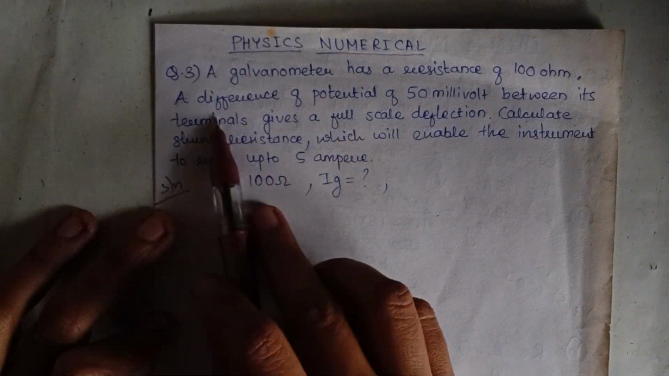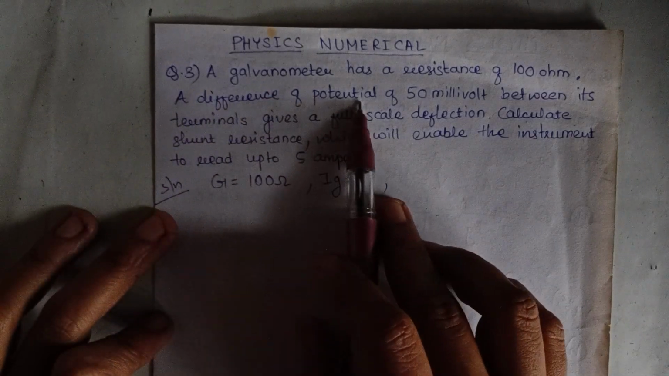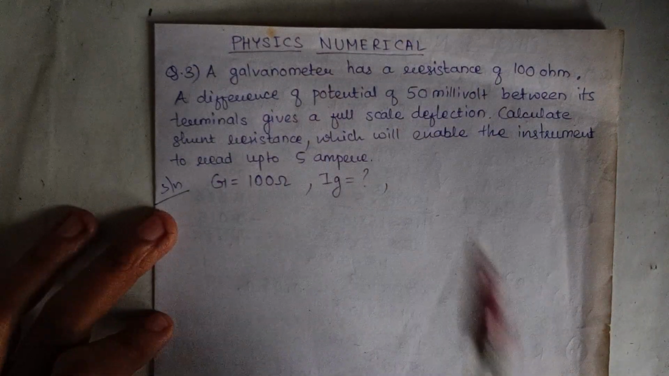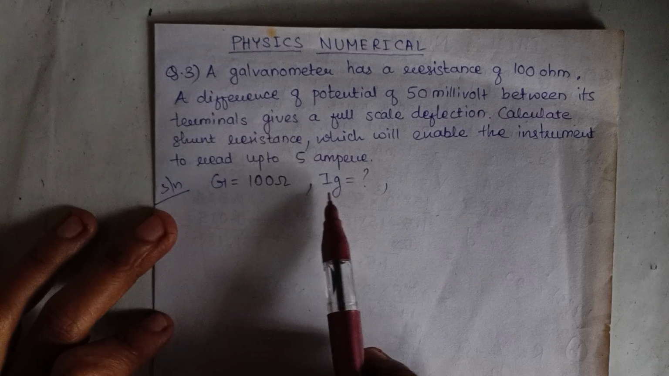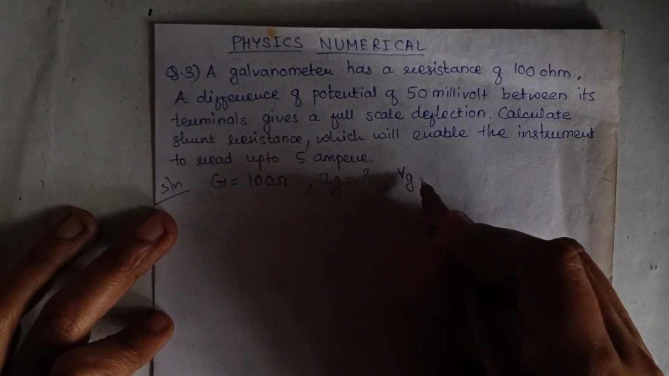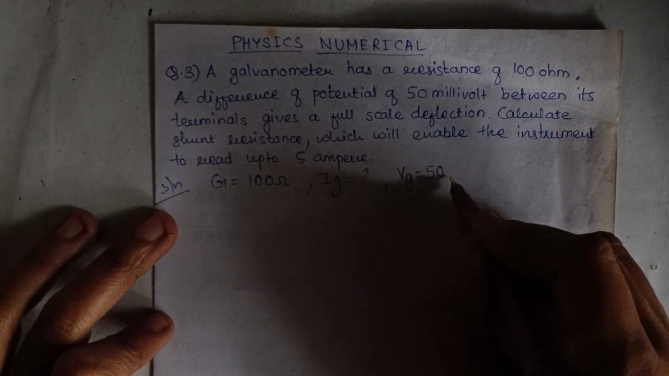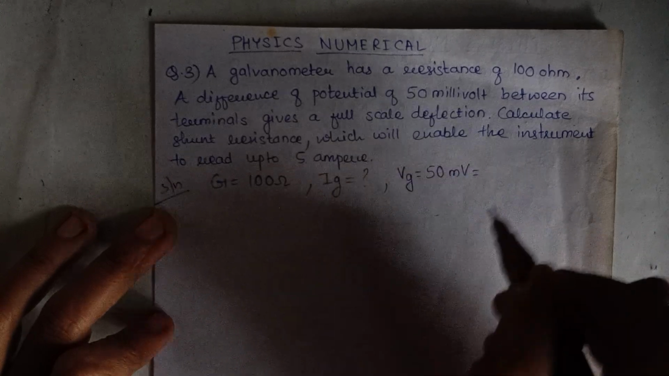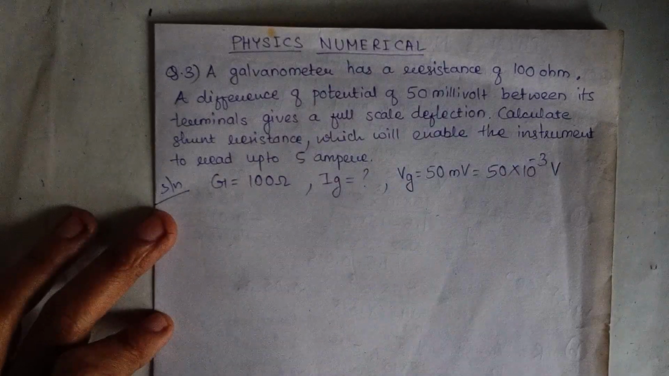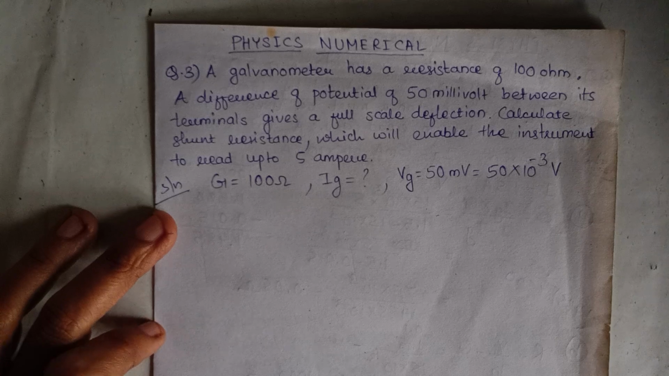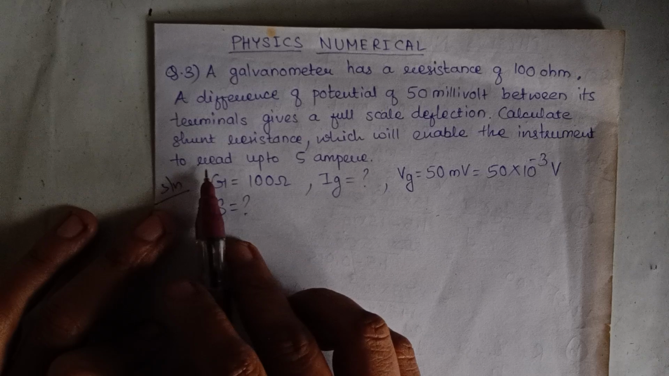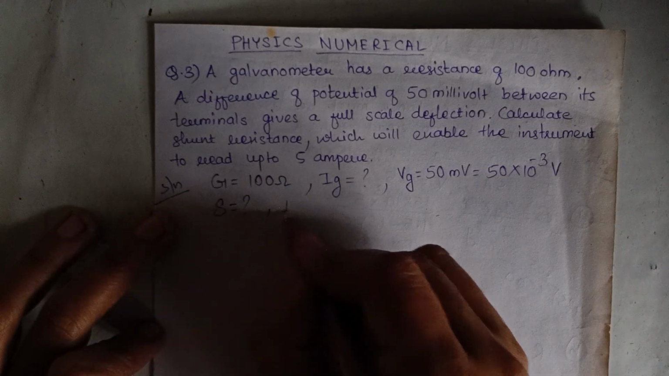But they have given that whenever there is a difference of potential of 50 millivolt, it gives a full scale deflection. Means this is the voltage at which this current flows. So this becomes your Vg, 50 millivolt. Millivolt means you have to convert it into volts, 10 raised to minus 3 volts. Now you have to calculate the shunt resistance which can read up to 5 ampere. So this is I.